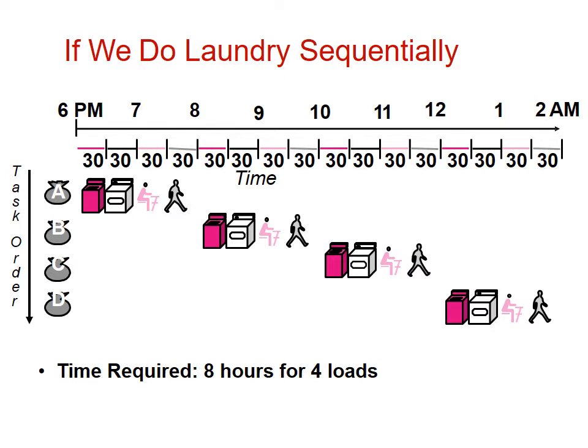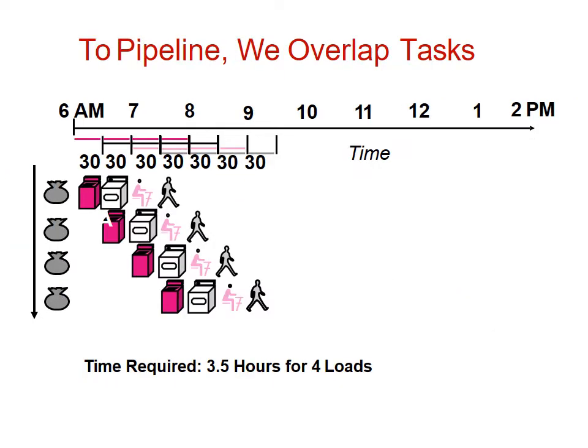Then again C starts their work and completes it after 4 times 30 minutes. And then D will start and complete their work in 4 times 30 minutes. So the total time required here is 8 hours for 4 loads. But if we use pipeline architecture for the same work, then we overlap tasks.